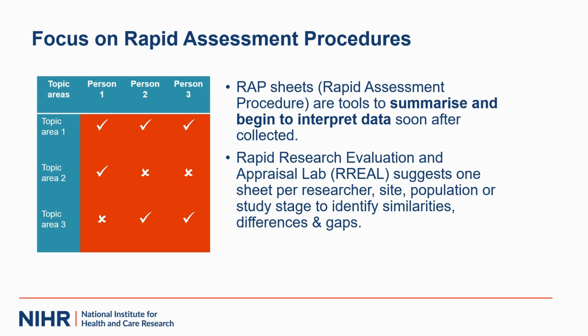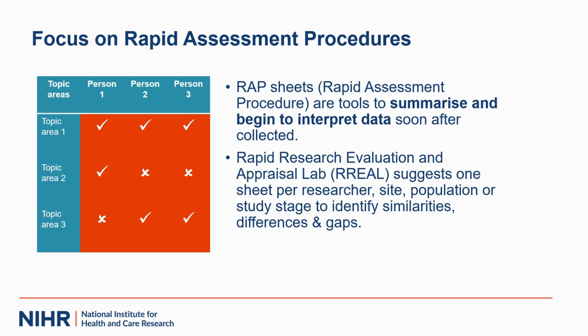Now let's look in a bit more detail at one way you can use rapid methods during qualitative data analysis. RAP sheets, which stands for Rapid Assessment Procedure Sheets, are a helpful tool you can use to summarise and begin to interpret data very soon after you've collected it. The Rapid Research Evaluation and Appraisal Lab, experts in rapid methods, suggest you might want to use one RAP sheet per researcher, evaluator, site, population or study stage.